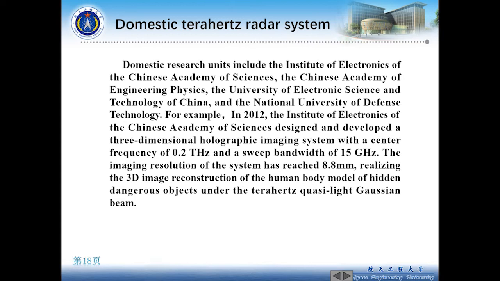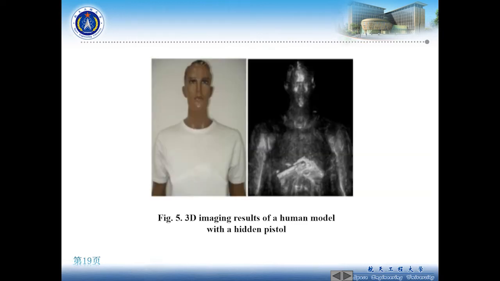The imaging resolution of the system has reached 8.8 mm, realizing the imaging reconstruction of the human body model of hidden dangerous objects under the terahertz Gaussian beam. Figure 5 is the imaging result of a human model with a hidden pistol.